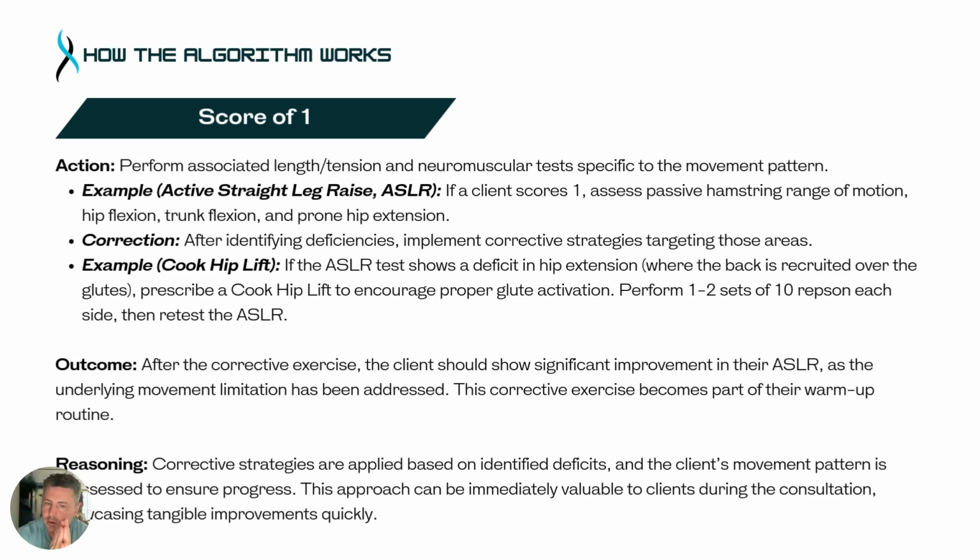After we identify the problems, we implement corrective strategies. So, Cook hip lift. If we have a deficit in hip extension, we're going to give a Cook hip lift, regardless of what their movement screen is telling us. So, if their movement screen is a 1, they haven't got very much movement, but they've actually got normal hamstring length, but they've got a poor prone hip extension, it means glute function is the problem there. We need to solve that. And if we pick the right corrective exercise, the client gets significant improvement straight away because we're not basing it on an idea, we're basing it on an actual test and some actual data.